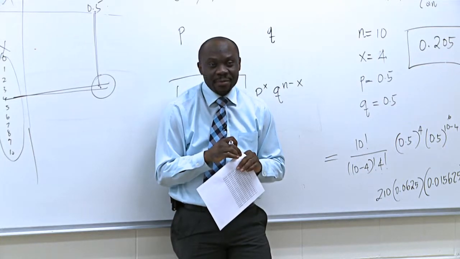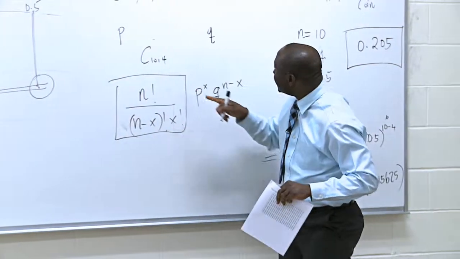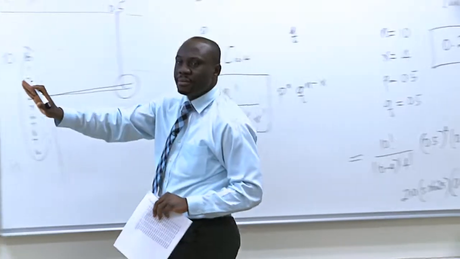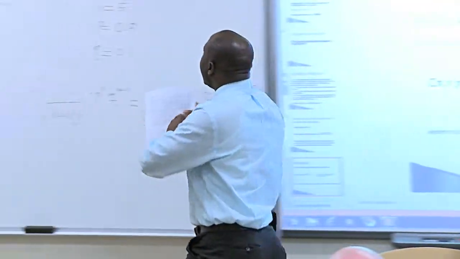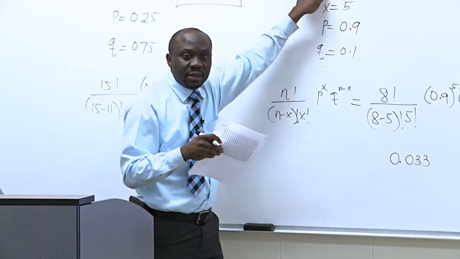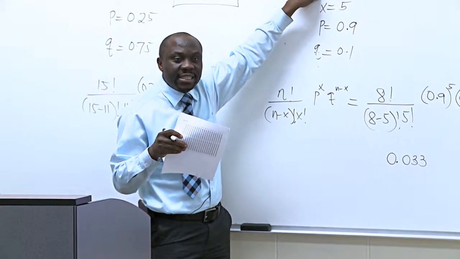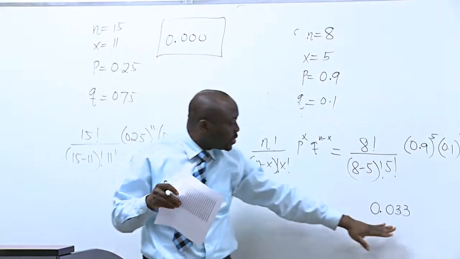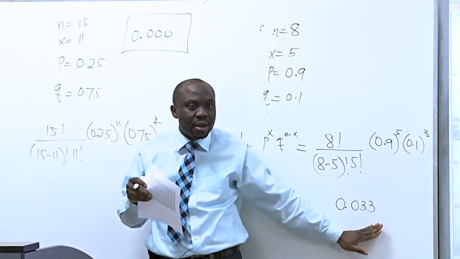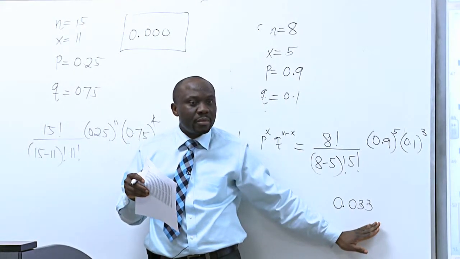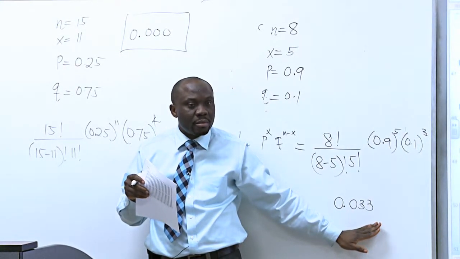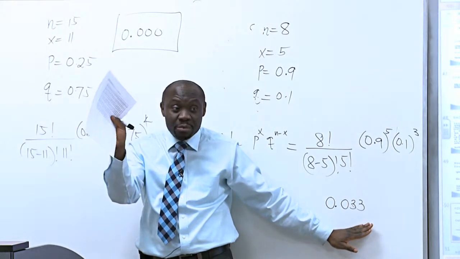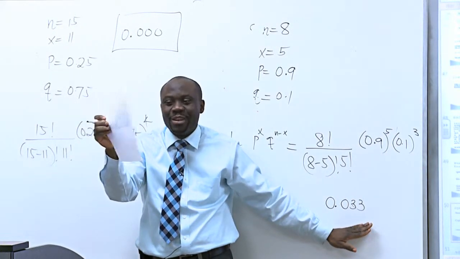Is that okay? Let's check our answers. The second example, I think we had 8, right? Yeah, here. N is 8. So go to the table, look for N8. X is 5. P is 0.9. Check to see whether the answer is 0.033. Yeah, 0.033. This is just to prove to you that the table is good. Great.